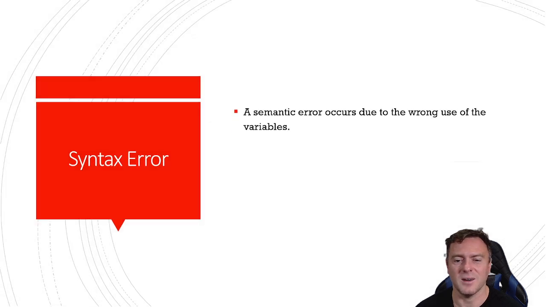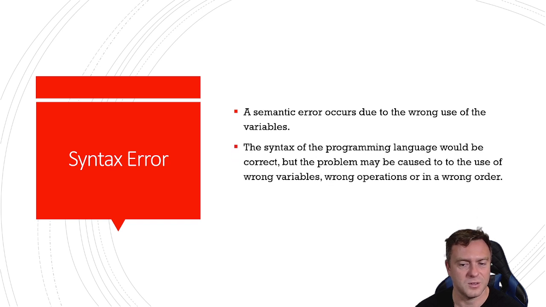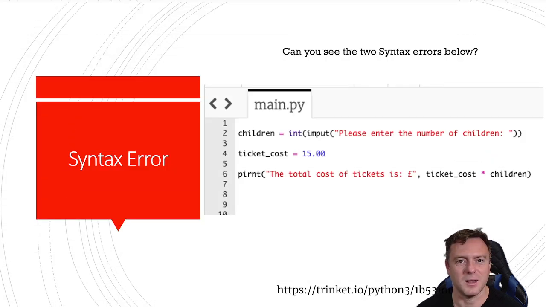So a syntax error occurs due to the wrong use of variables. So syntax of a programming language would be correct, but the problem may cause the use of the wrong variables, wrong operations, or in the wrong order. Sorry, there's a spelling error saying semantic error. So the compiler will generally catch these errors. That's the really cool thing about a compiler.